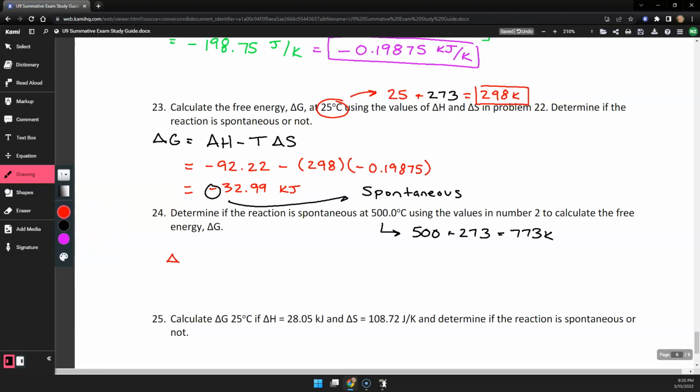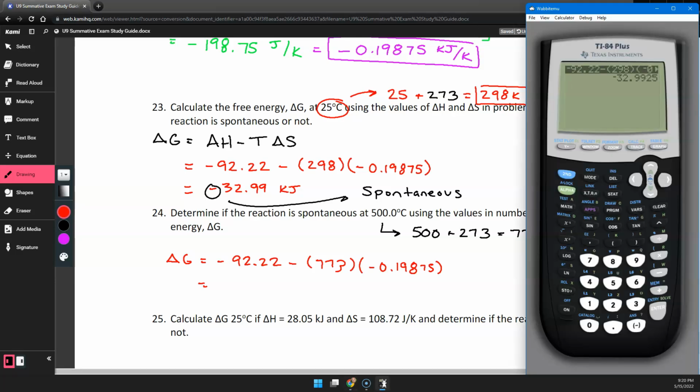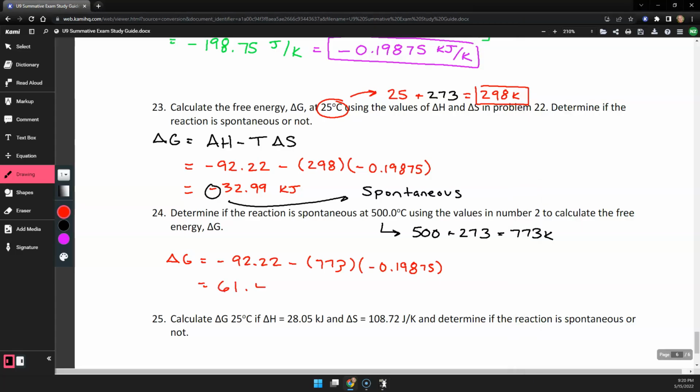All right, so delta G. Delta H is negative 92.22 minus new temperature, 773, and then negative 0.19875. So the only thing I need to change here is the temperature. So it's going to be 773. And we get an answer of 61.41 kilojoules. It's positive, so this is going to be non-spontaneous.